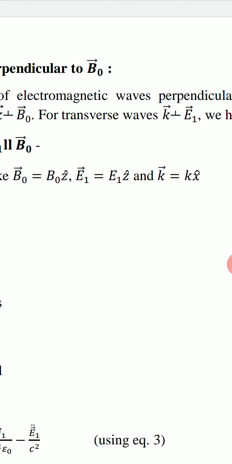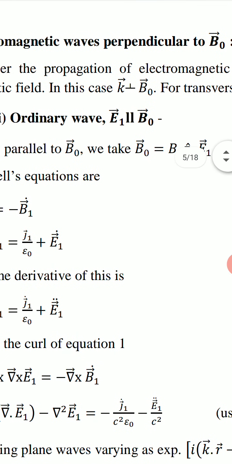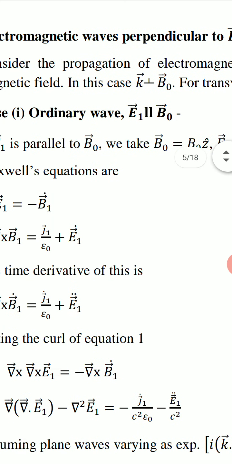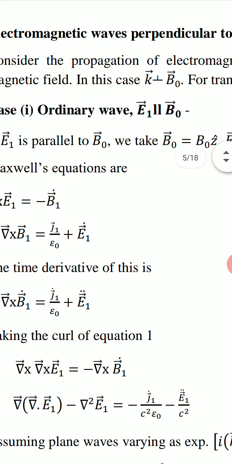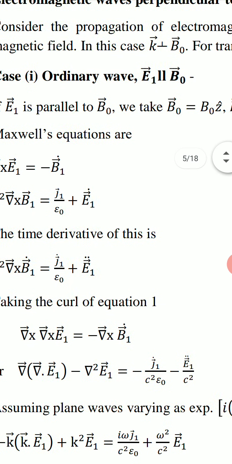For transverse waves, K vector is perpendicular to E1 vector. So we then have two cases: when E1 vector is parallel to B0 vector and E1 vector is perpendicular to B0 vector. Now, first we consider this case of ordinary wave when E1 vector is parallel to B0 vector.